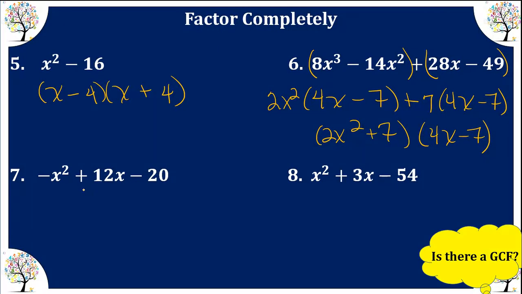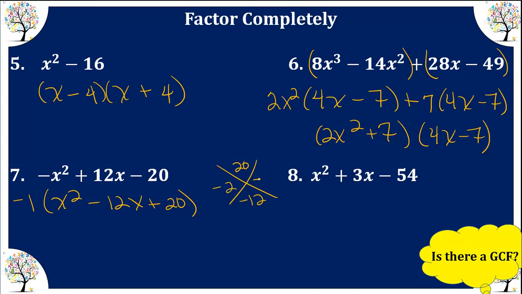In number 7, I do have a GCF of negative 1. So I'm going to factor out a negative 1. And I'm left with x squared minus 12x plus 20. I'm going to use my graphic organizer. 1 times c. And my b term is negative 12. We're going to use negative 2 and negative 10 to rewrite negative 12x. So I have negative. Then I have x squared minus 2x minus 10x plus 20.